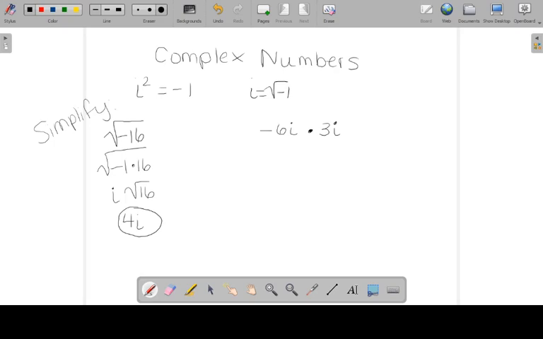Okay, and then this next problem, if we were to simplify -6i times 3i, because they're like terms, you just multiply like you normally would. So you would get -6 times 3 is -18, and i times i is i squared. But up here, we know that i squared is -1. So really, -18 times -1, which would give you +18.